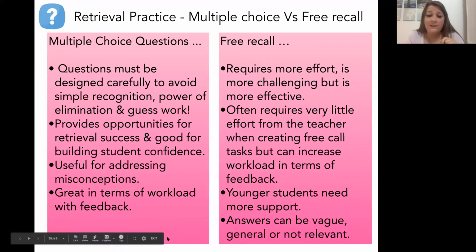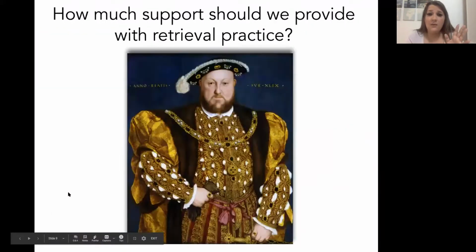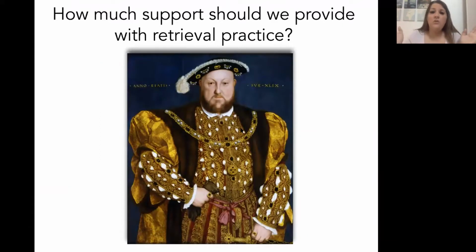And I'm going to give you an example of that now. For years, I would put this on the screen and ask Year 8, what can you recall about Henry VIII? Write it down. And year after year, I'd be really disappointed with their responses.